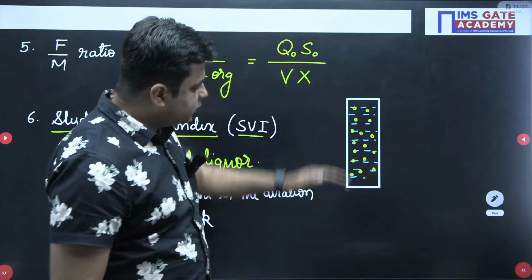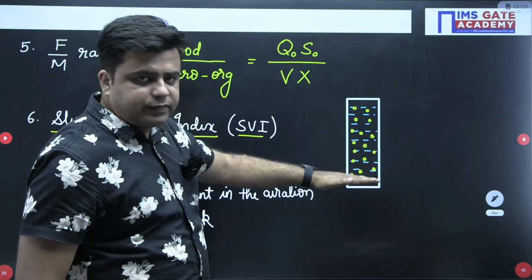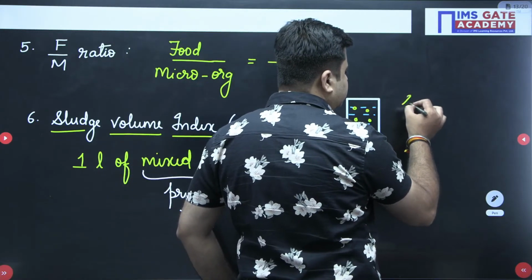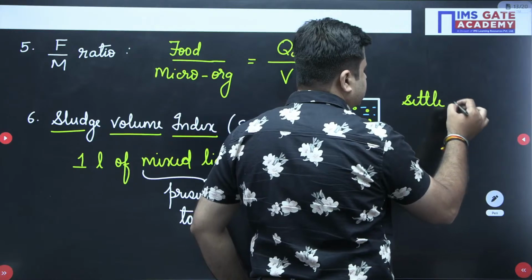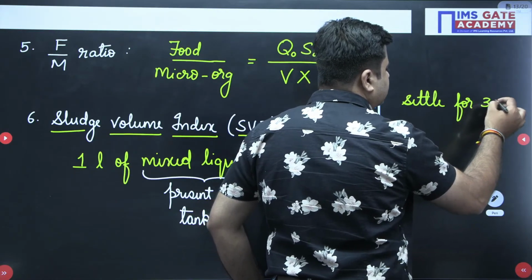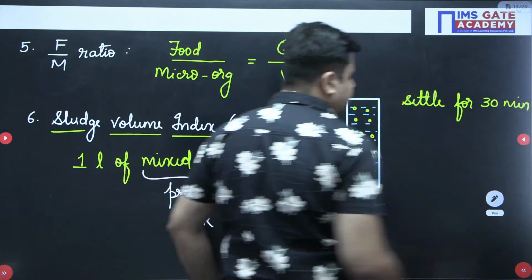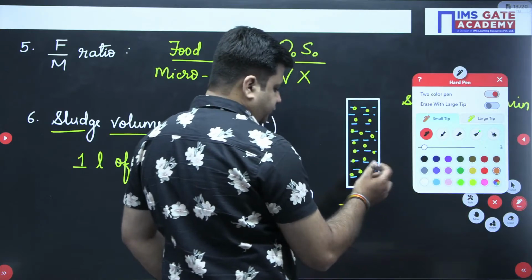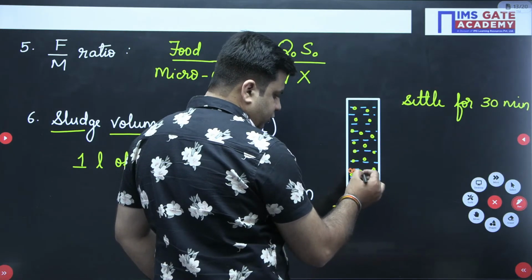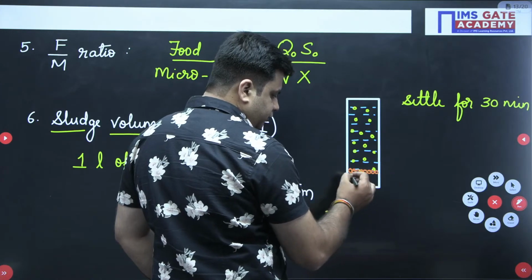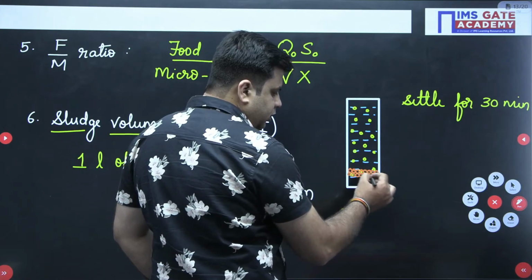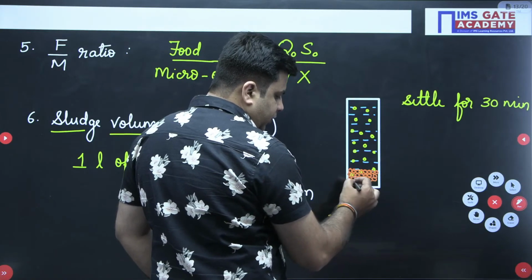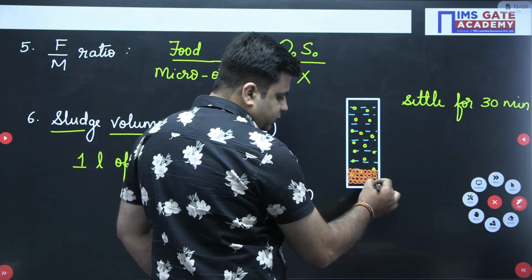So what you will do is, you will allow this wastewater to settle for 30 minutes. In 30 minutes, this biomass is going to settle out at the bottom, okay? This biomass is going to settle at the bottom like this.